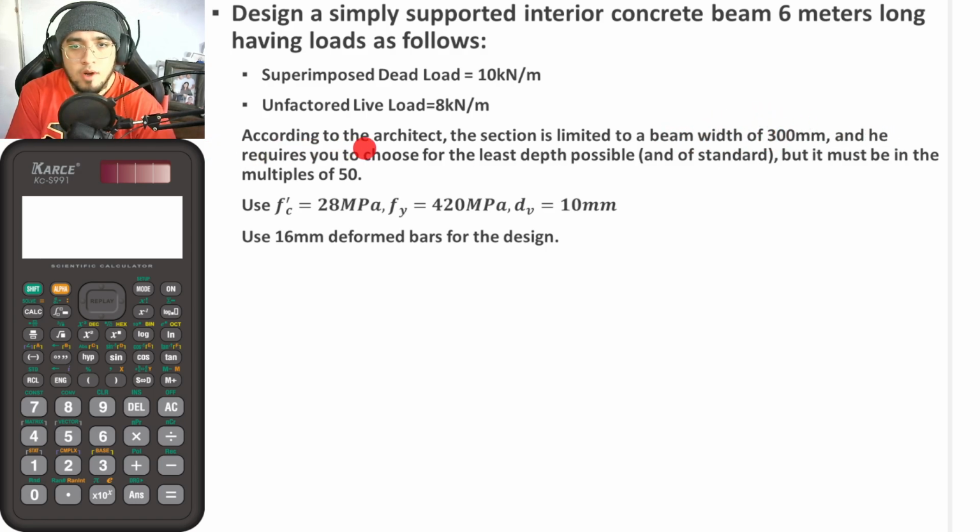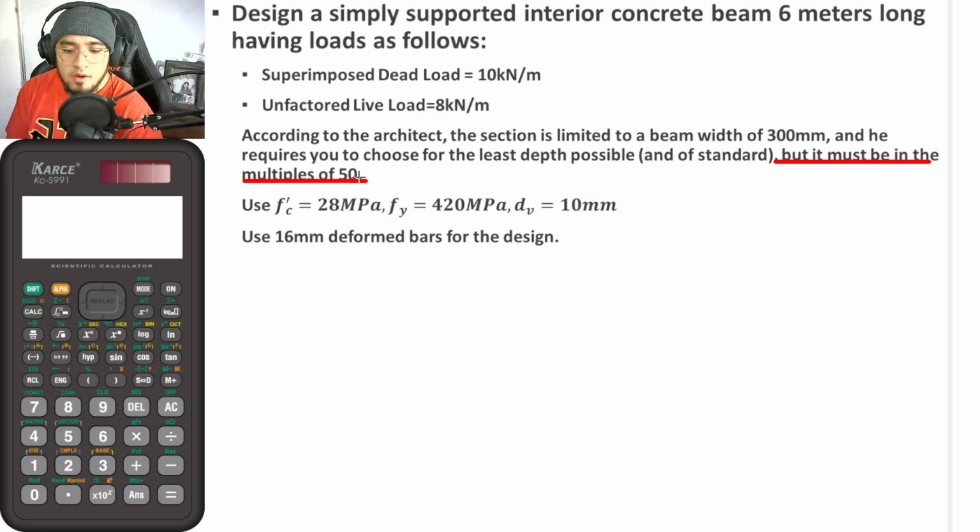And here it requires you to choose the least depth possible. And of course, it must be of standard, but it must be in the multiples of 50. So this preference here is actually a preference of construction method, because it is a lot easier to fabricate concrete sections in multiples of 25 or even 50.